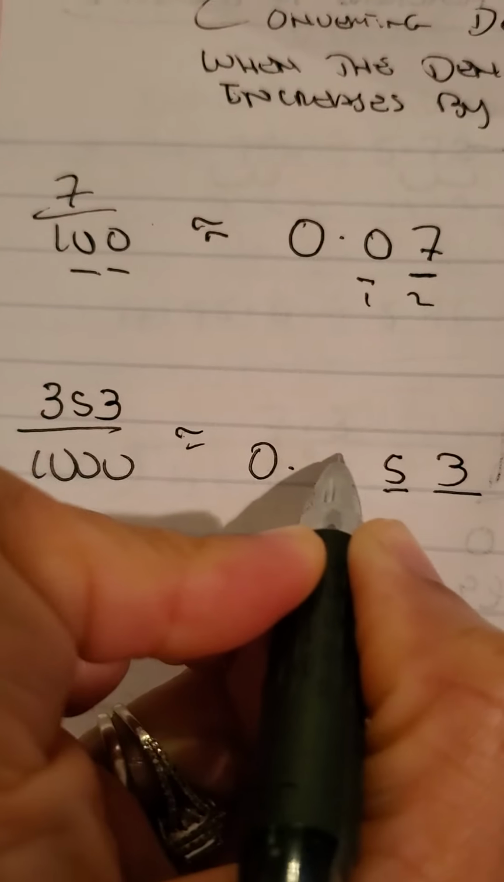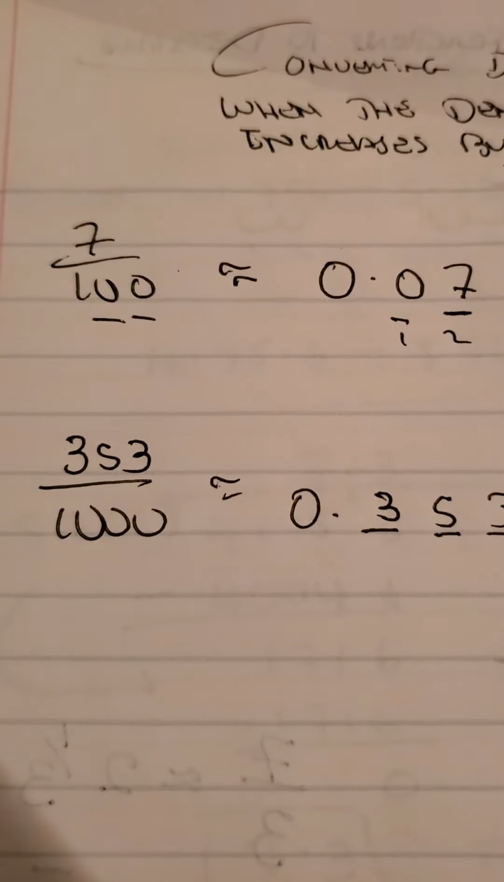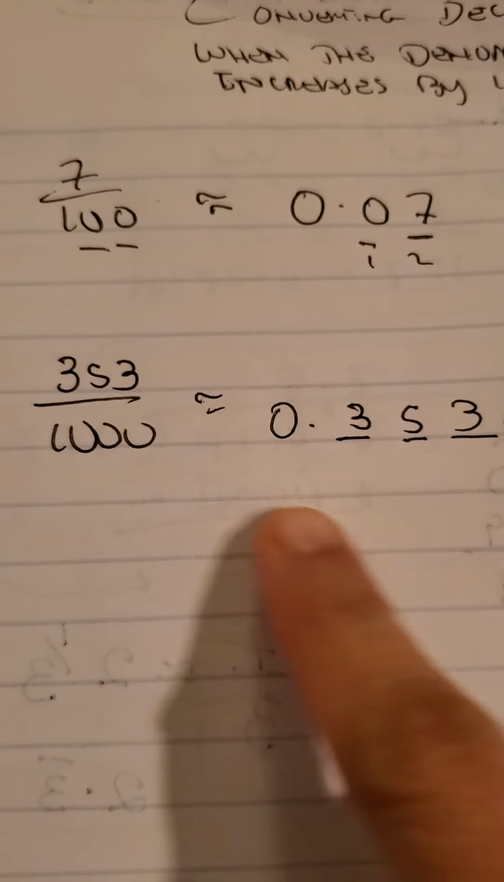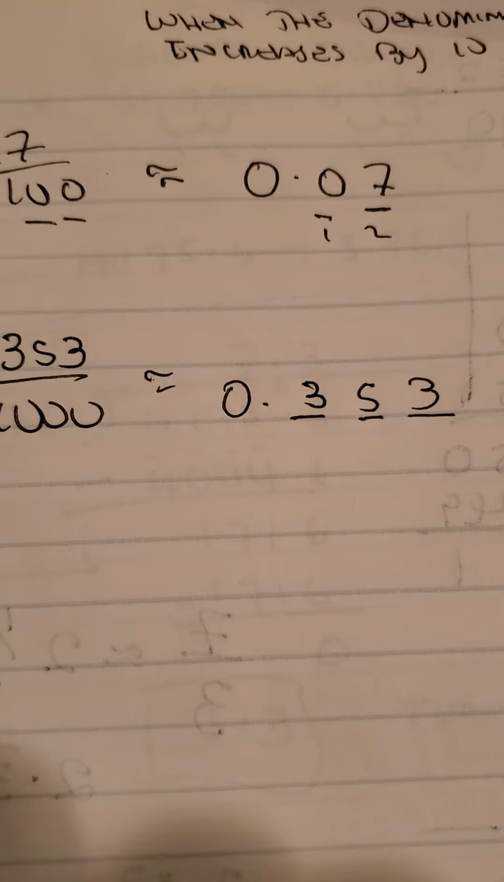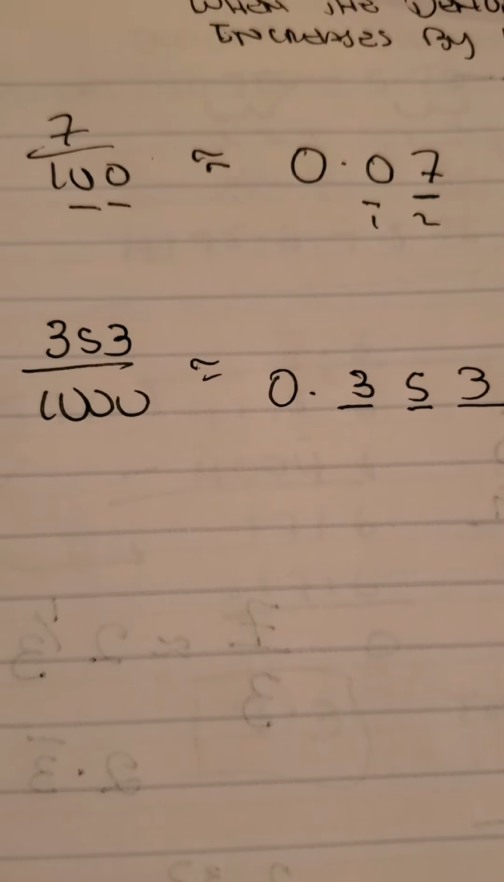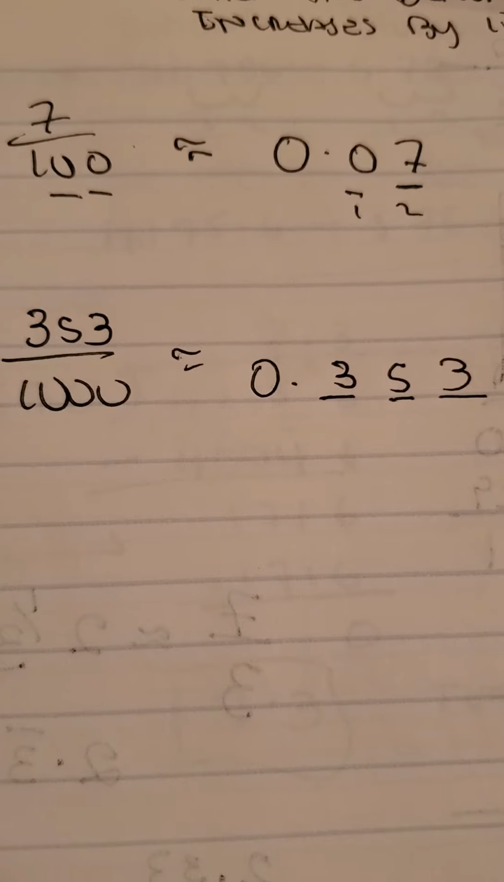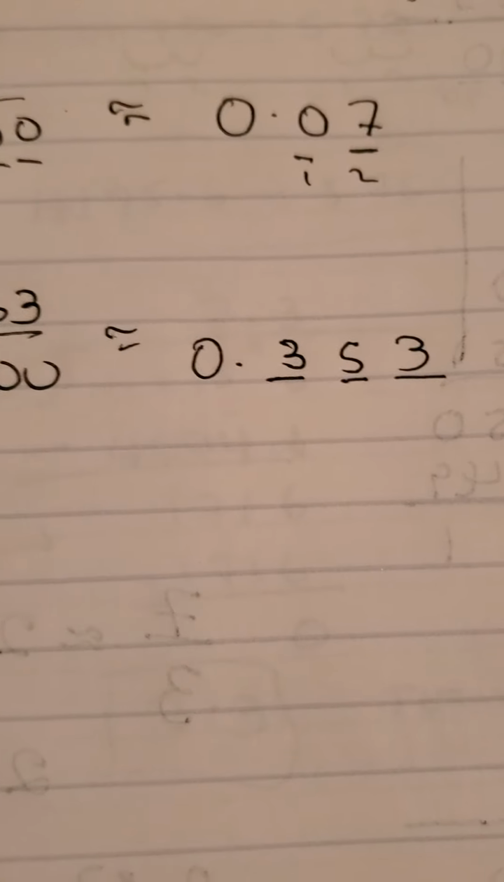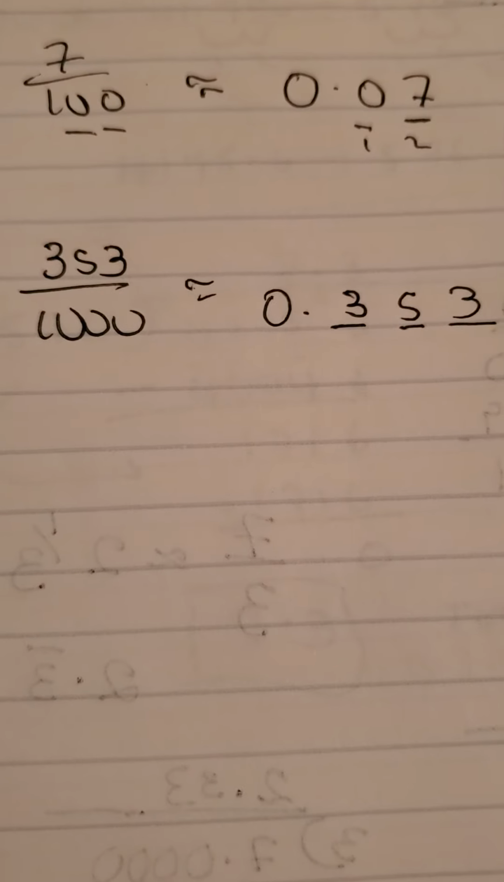And that's 353. And you would understand the reason I'm writing this like this if you looked at my video on how to convert decimals into words, from standard form to words. All right, so they all kind of link. All right, this is all leading you up to understanding decimals.